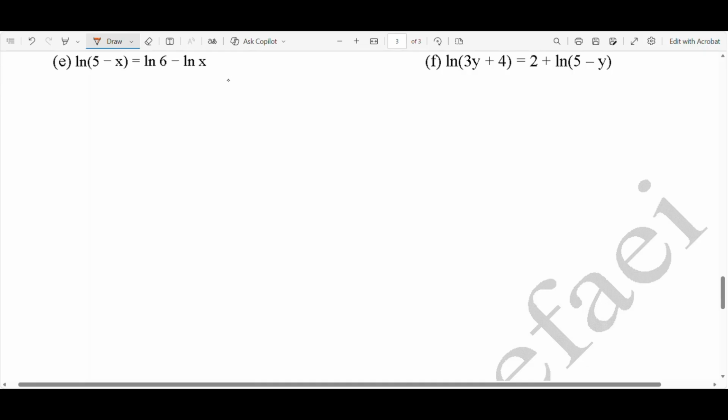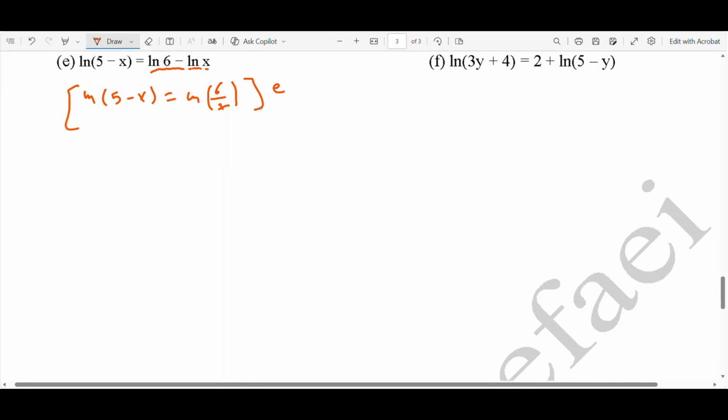I hope you solved it. ln(5 - x) = ln x - ln(6 - x)... I'm going to combine these two terms to have one term: ln(5 - x) = ln(6/x). And then I'm going to multiply by e. You have to be careful. When you multiply by e, you should have one term on the left of the equivalency and one term on the right.